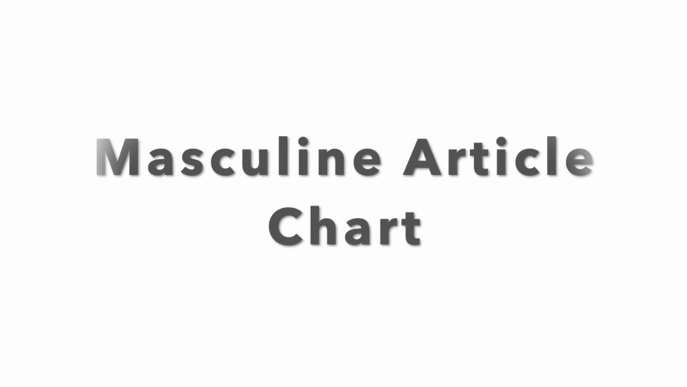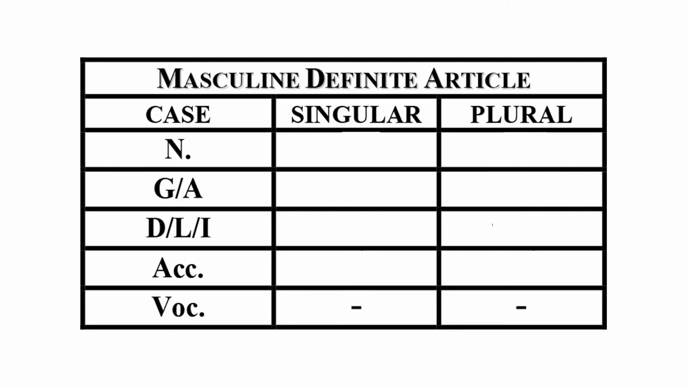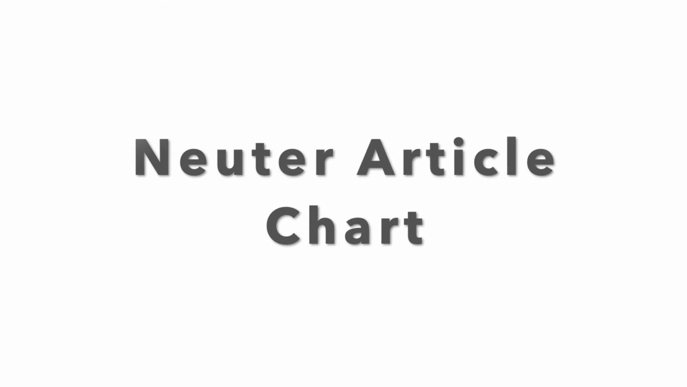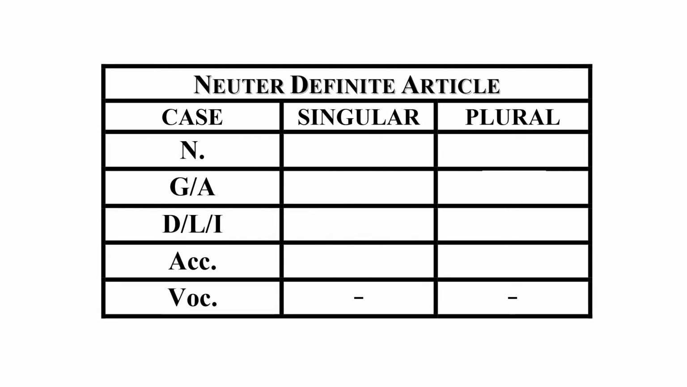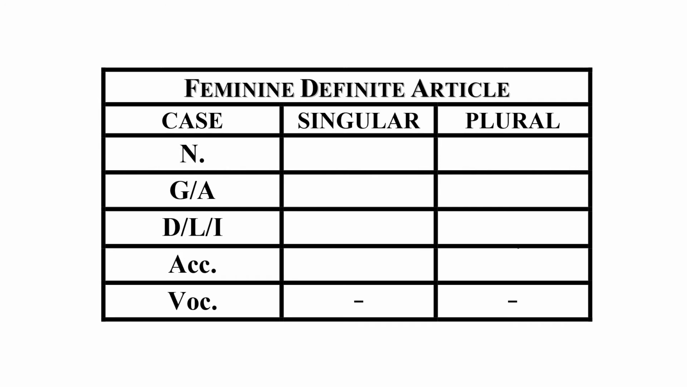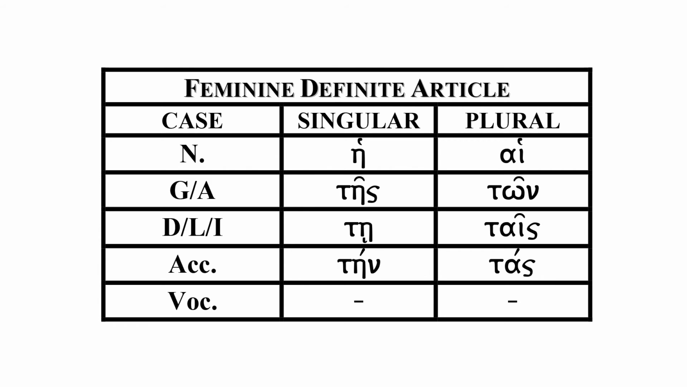Now here's the chart for the masculine definite article, which reveals the case and the number. Ho, tou, to, ton, hoi, ton, tois, tous. Now here's the neuter article chart, and it shows the case and the number. To, tou, to, to. Ta, ton, tois, ta. Now here's the feminine article chart, which again shows the case and the number of the article. He, tes, te, ten. Hai, ton, tais, tas.